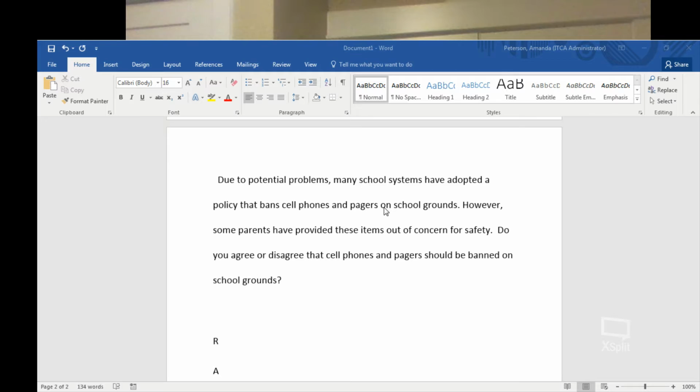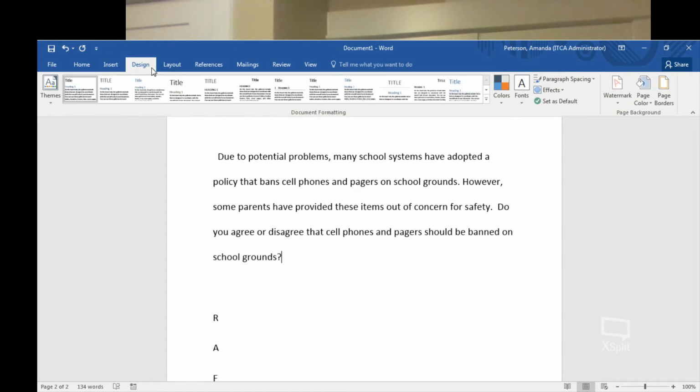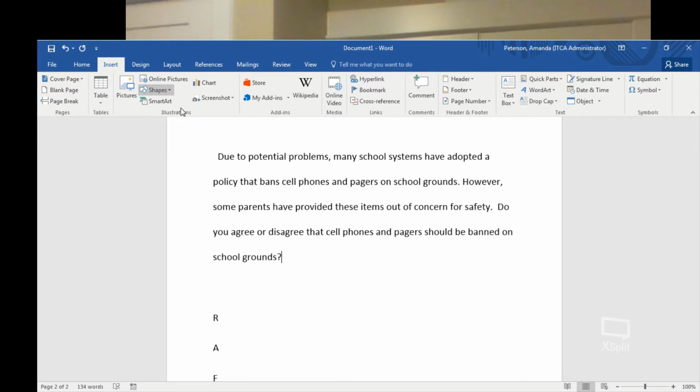Due to potential problems, many school systems have adopted a policy that bans cell phones and pagers on school grounds. However, some parents have provided these items out of concern for safety. Do you agree or disagree that cell phones and pagers should be banned on school grounds? Okay, step one, I am looking for the questions or directions. Okay. So I'm going to look straight up right here for the questions or directions.